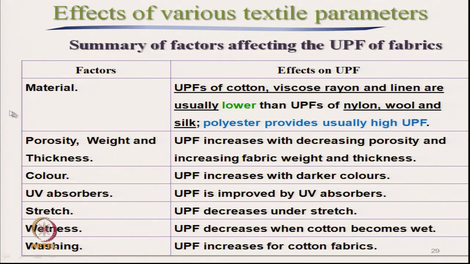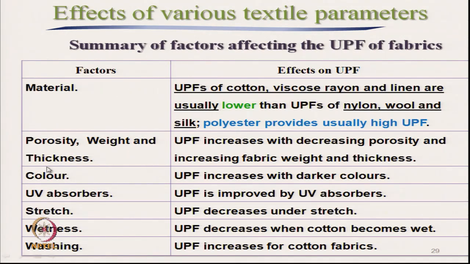So, as far as materials are concerned, UPF value changes with the different types of materials. UPF of cotton, viscose rayon and linen are usually lower. So, these are the cellulosic materials, and their UPF values are lower than nylon, wool and silk. Okay. But polyester is found to have a high UPF value.